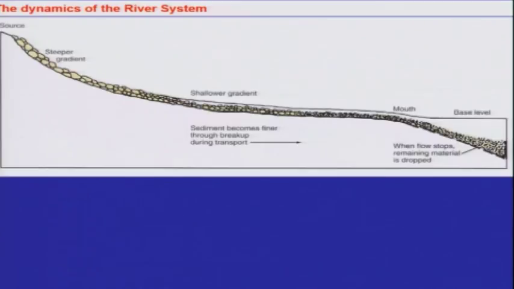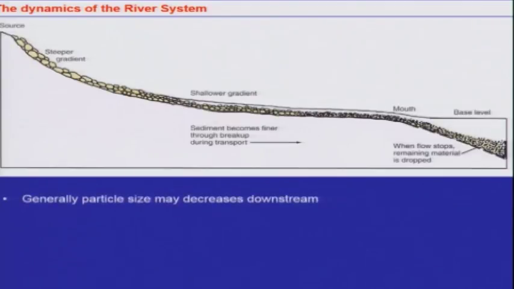So, the dynamics of the river system: we have the source, and from the source, through its journey, having a steeper gradient and shallowing down, it meets the water body, either an ocean or a lake. Okay. So, through its journey it will have different landforms, and that is what we are going to look at. Okay. So, what landforms will be seen along the steeper gradients, and the shallower gradients close to the mouth, and all that.